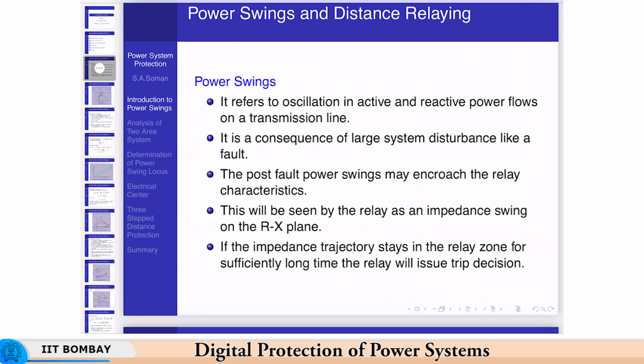Okay, so what is basically a power swing? A power swing is the oscillation in the real and reactive powers that are flowing on the line. Okay, they will actually oscillate. If you see three-phase power in a line, it should be constant, but when there is a power swing, it will oscillate. Now, these are usually the consequence of a large system disturbance like a fault.